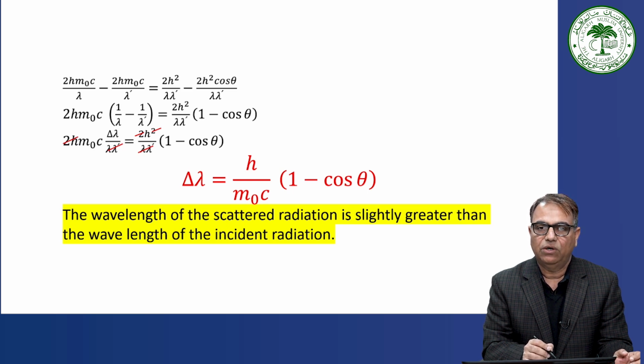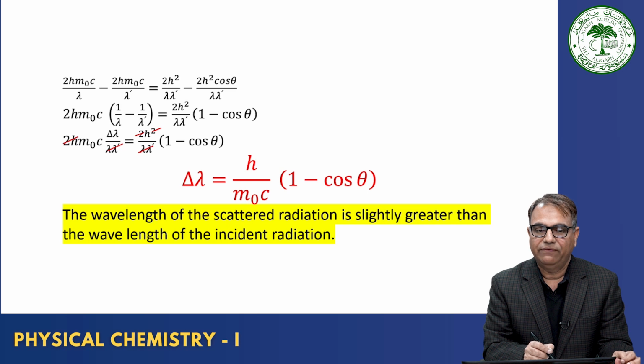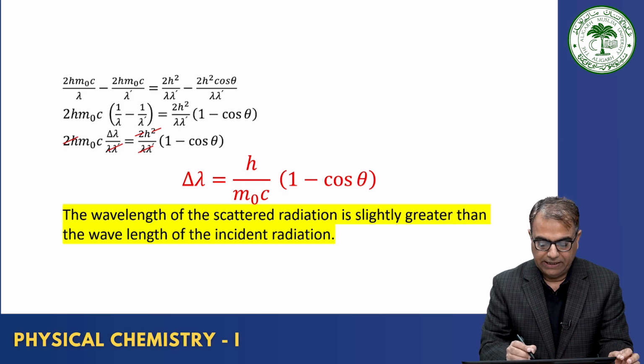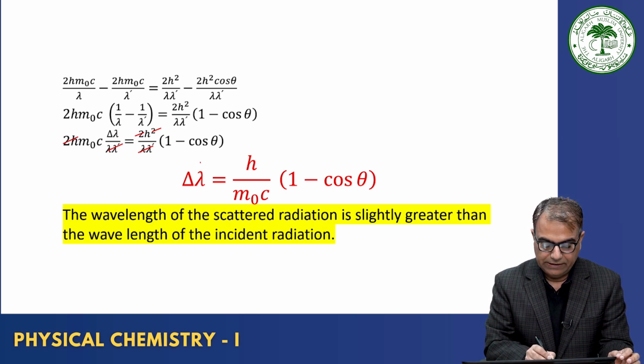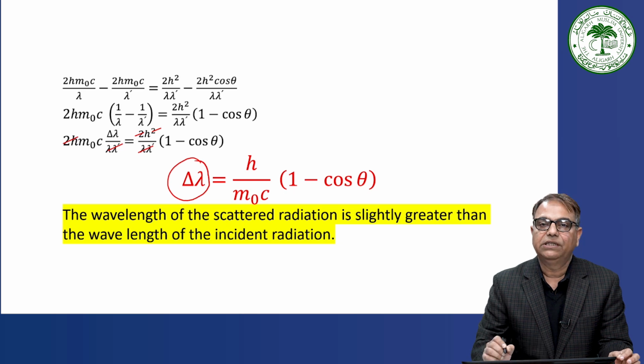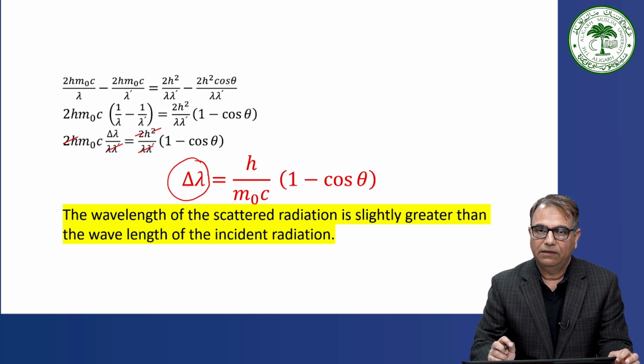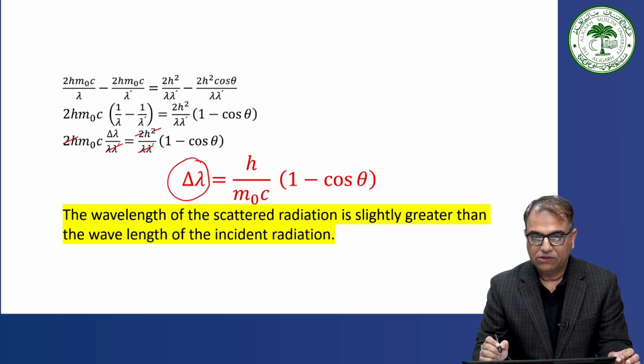And then 2hm₀c is a common term, so you can take it outside, and within the bracket you have 1/λ minus 1/λ', which you can write very easily as Δλ, the difference in the wavelength of incident and scattered radiation. That's λ' minus λ is Δλ, okay. So what you get is that Δλ, the change in the wavelength of the incident radiation and the scattered radiation, is equal to h divided by m₀c times (1 minus cos θ).